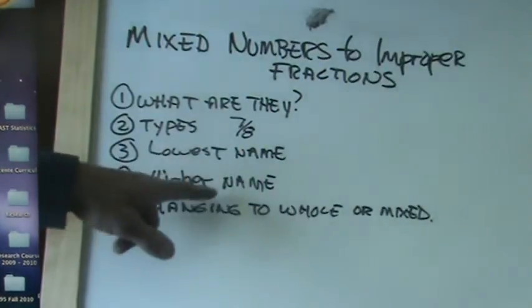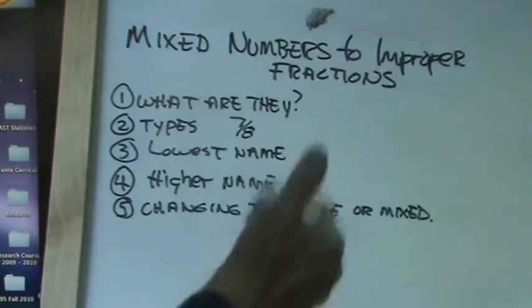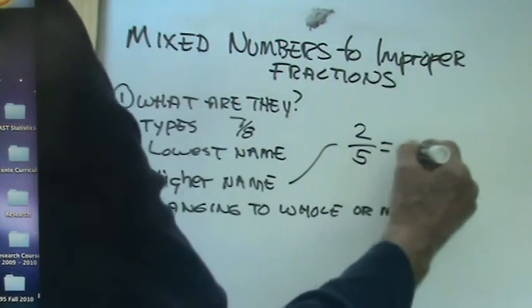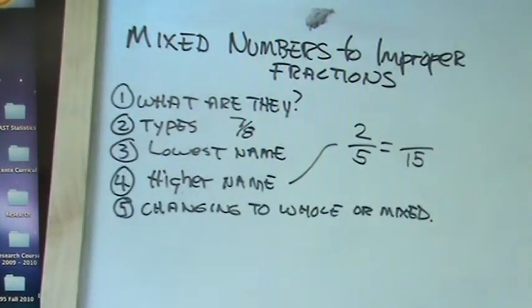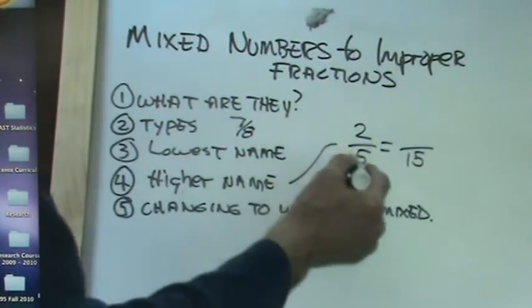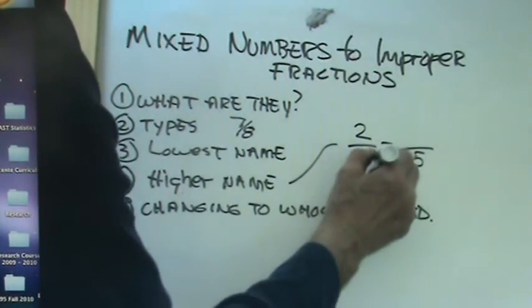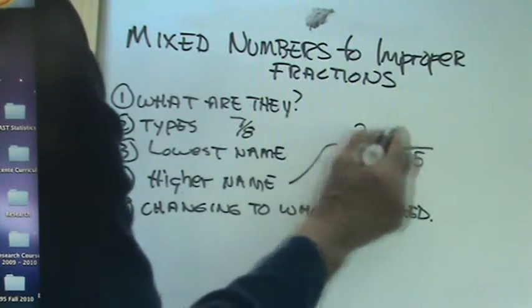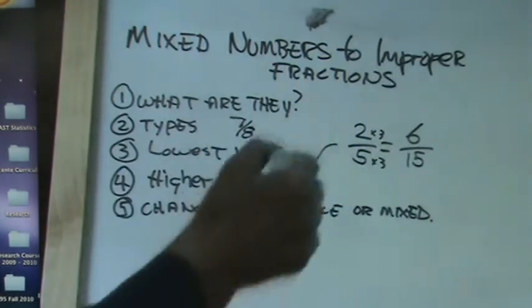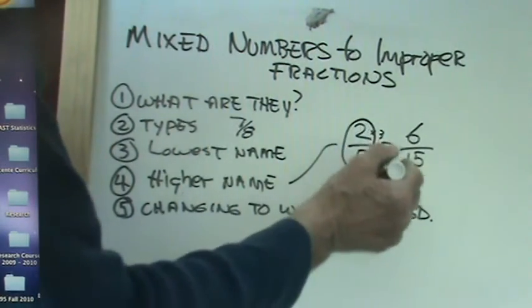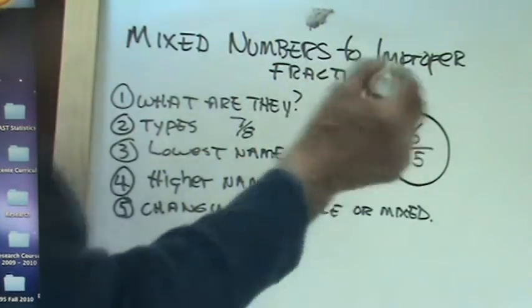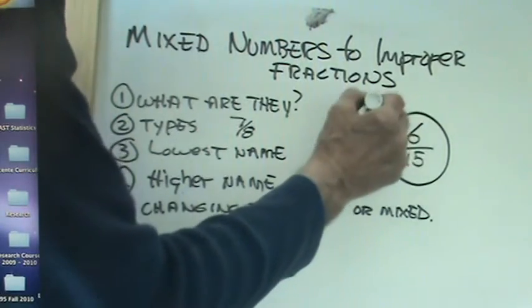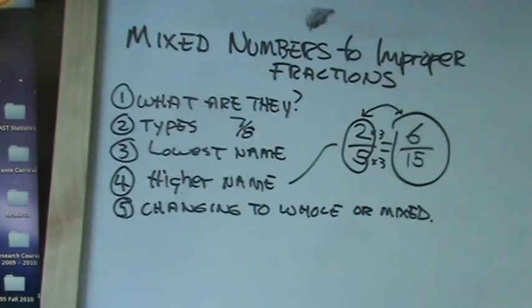Then we worked on making a fraction in its higher name. So if I had something like this, 2/5 equals how many 15ths? Well, I say 3 times what number will give me 15? Well, 3 times 3 will give me 15, so then I multiply this by the same number. 2 times 3 gives me 6. So 2/5, if I change it to a fraction whose denominator is 15, is 6/15, and I know that both of these fractions are the exact same amount. Their names are just different.